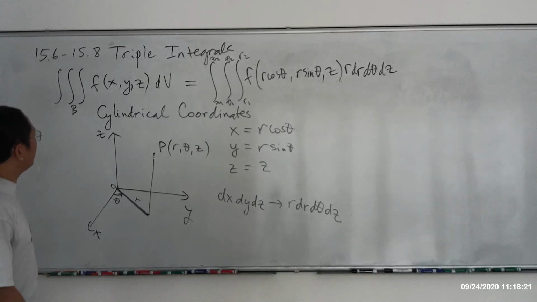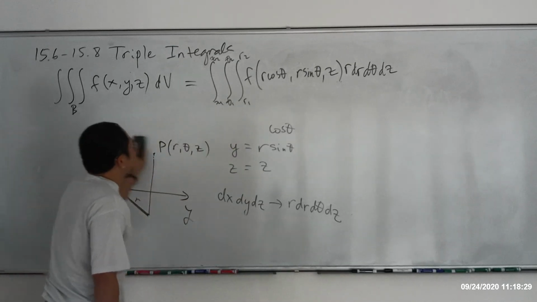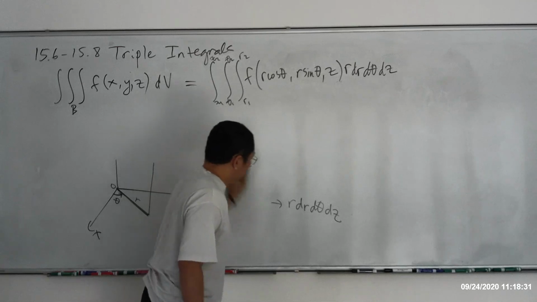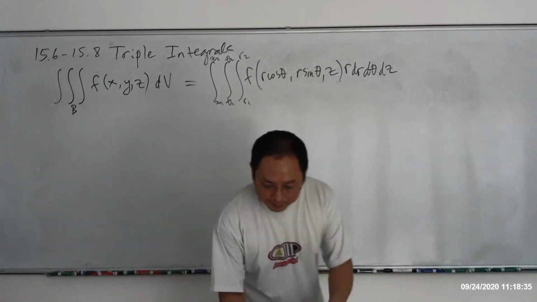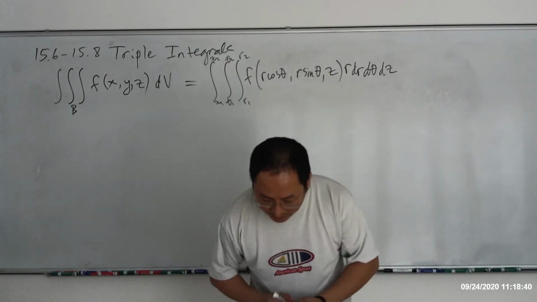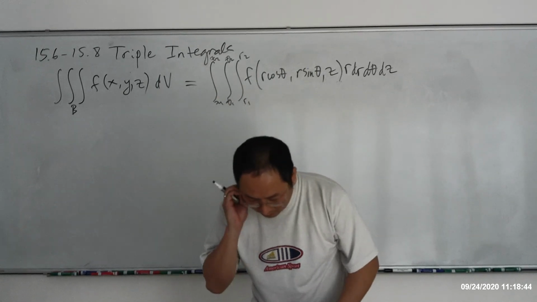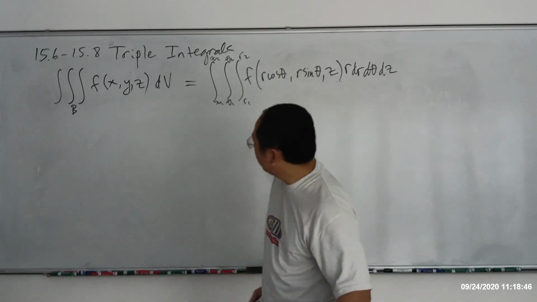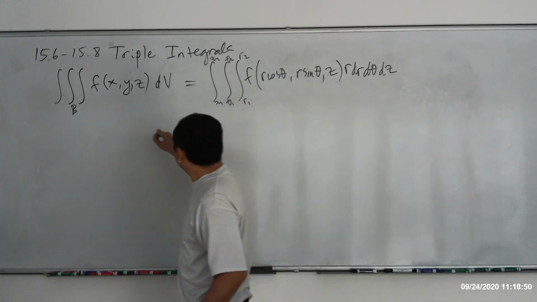Let me give you an example of a triple integral using cylindrical coordinate. All right. We'll look for one. It's 15.7. Okay, we start with rectangular coordinate. Let me just copy this example from the book.